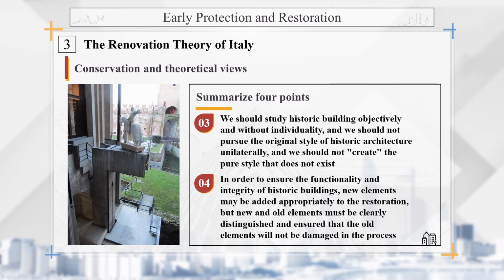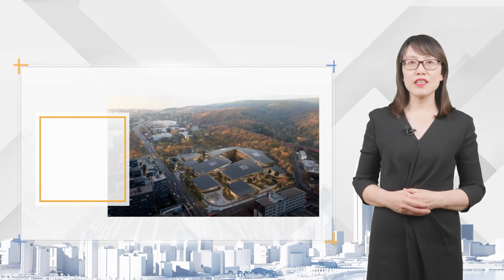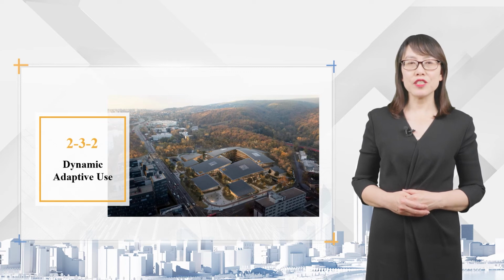The Italian school is based on the French school and British school, observing the two reasonable factors to form a more mature concept of protection and restoration, advocating neutral material to carry out the minimum degree of intervention repair, and maintaining the difference between the old and the new elements. The above is the early concept of protection and restoration. After learning the early protection and repair theory, we will learn about dynamic adaptive use.